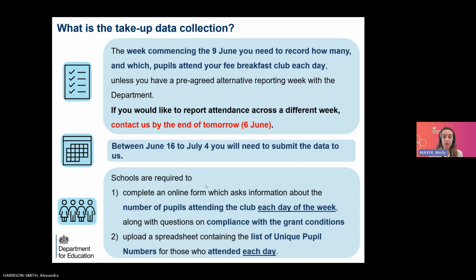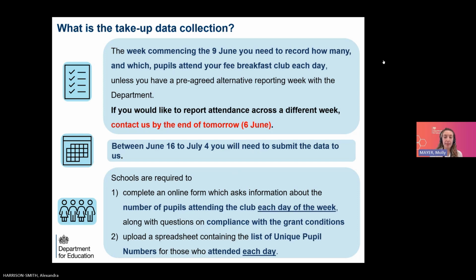We know that for some of you, the week of June 9th will not be representative of your typical week because of things like year 6 residentials, for example. If this is the case and you haven't already informed us, you must let us know by the end of tomorrow if you need a different reporting week. And this is for fairness for other schools so that schools can't retrospectively report the best week for them.